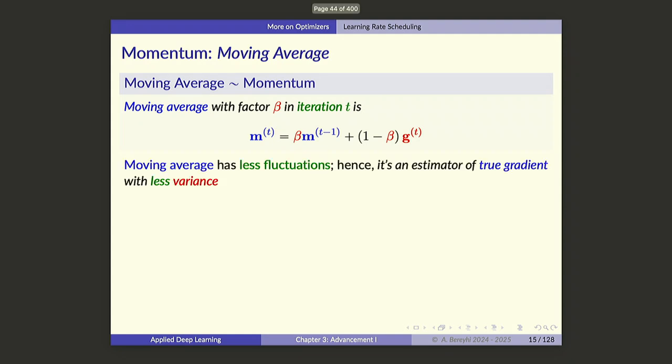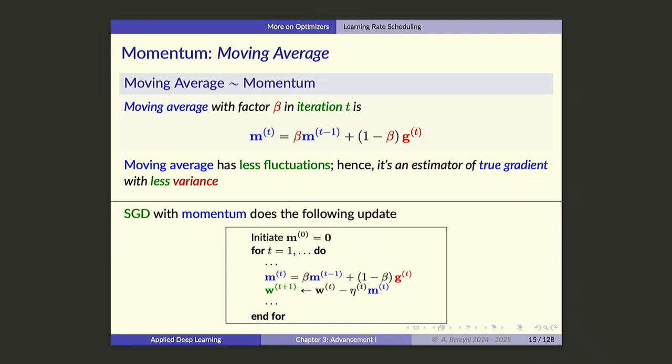So if you do that, then your update rule is going to look like this. In every iteration you compute the moving average, and then you update your weight not with the gradient itself, but with its moving average. Everybody's clear? Any questions on that?